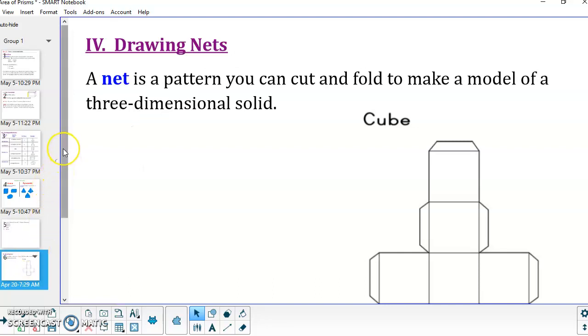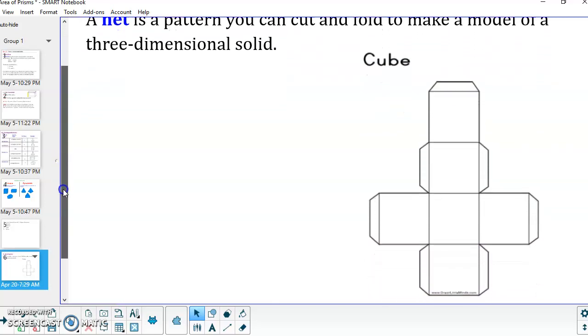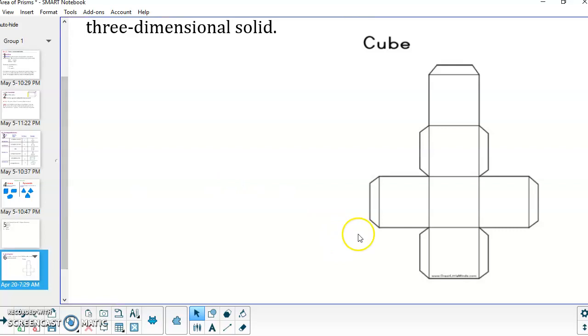And then the last thing I want to make sure that you're aware of is what's called a net. So a net is a pattern that you can cut out and then fold up to make a model of a 3-dimensional solid. So this is actually a net for a cube. So it's got 1, 2, 3, 4, 5, 6 faces. So if I were to cut this out and fold it up, these little pieces here are tabs, so that would help us to put them together.